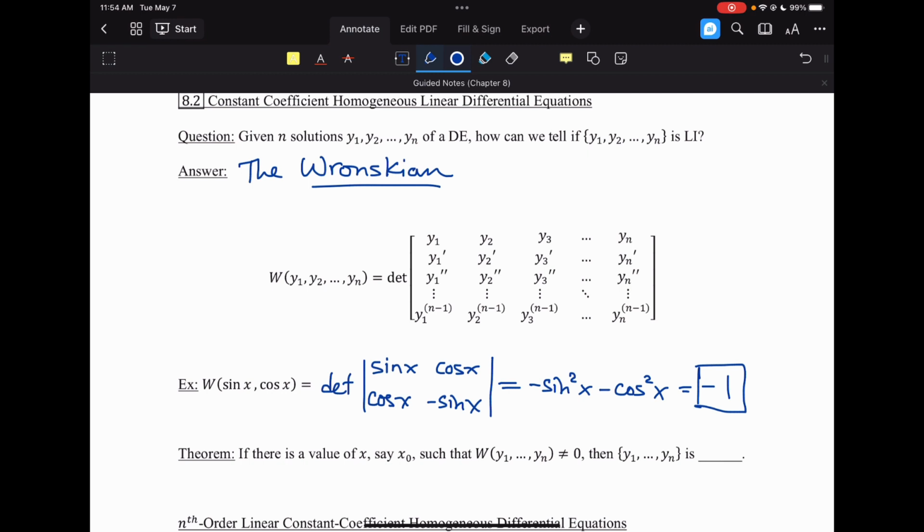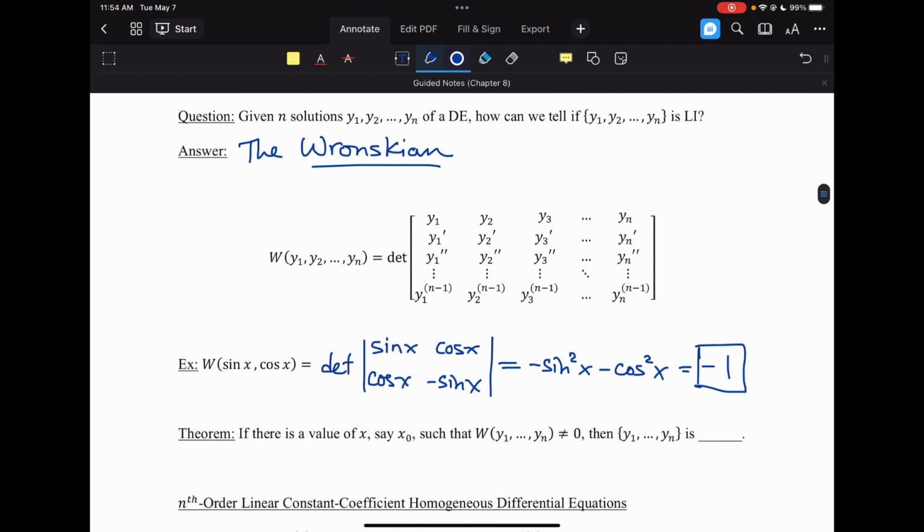How do we know whether that tells us LI or not? Well, this theorem right here will tell us. If there is a value of x, say x naught, such that the Wronskian is non-zero, then this set of solutions is LI. So if there is a value of x, say x naught, where the Wronskian is non-zero, then the solution set is LI, right? All of the solutions are LI from each other.